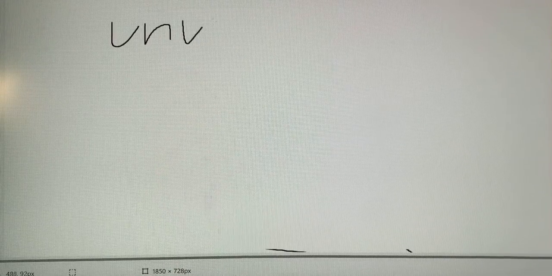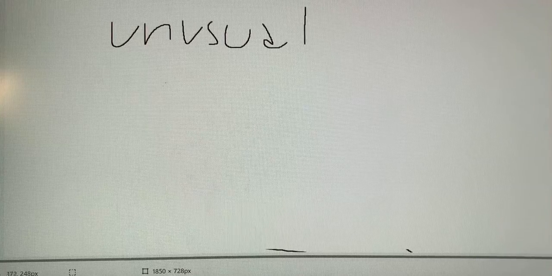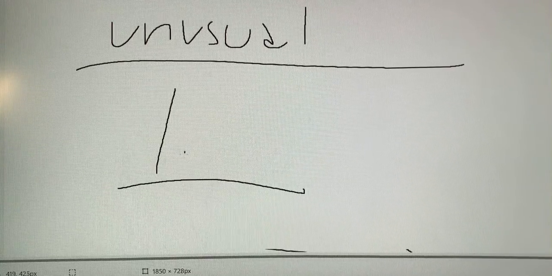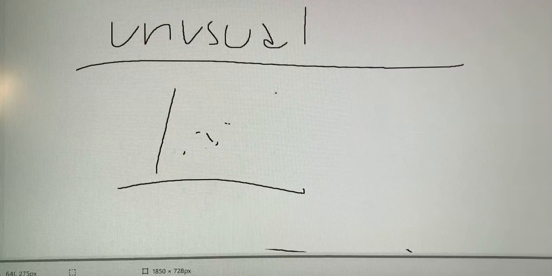Then we also have to point out unusual features, and that includes outliers mostly. And lastly, when describing a scatter plot, we need to be wary of form. That's either if it is linear or nonlinear.